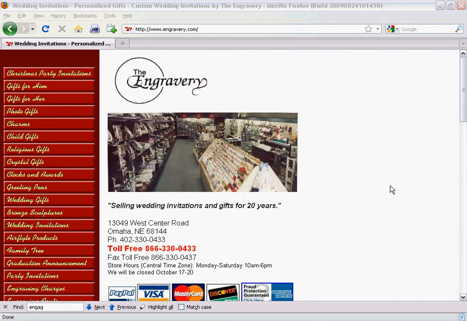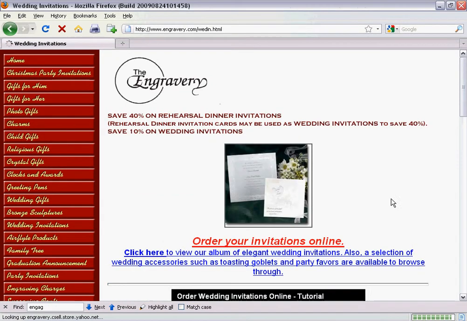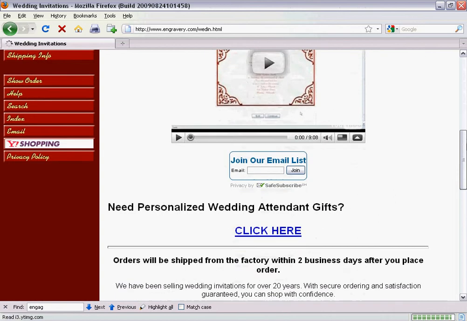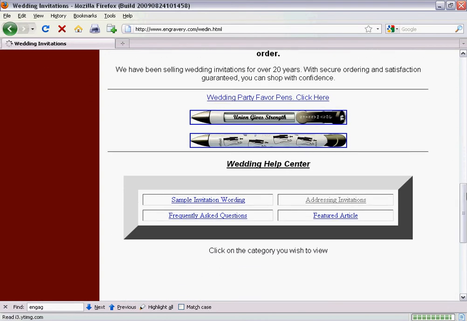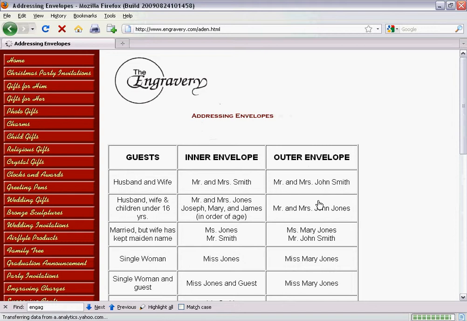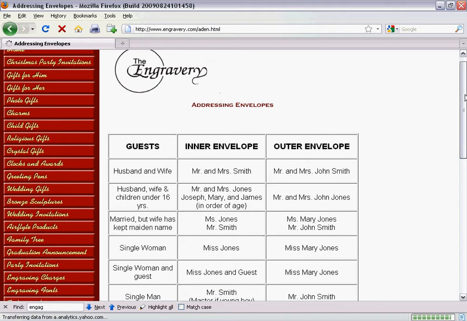First of all, you need to go to our website at www.engravery.com, and over on the left side of the panel here you click on wedding invitations, and then on that page you scroll all the way to the bottom to the Wedding Help Center and click on Addressing Invitations, and then our page on how to address envelopes comes up. And feel free to print this page for future reference.